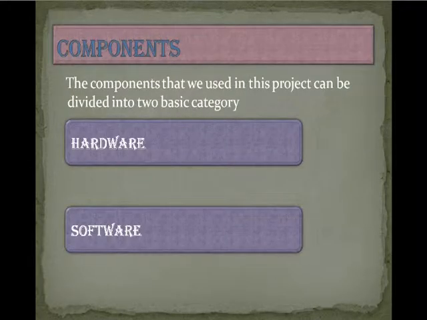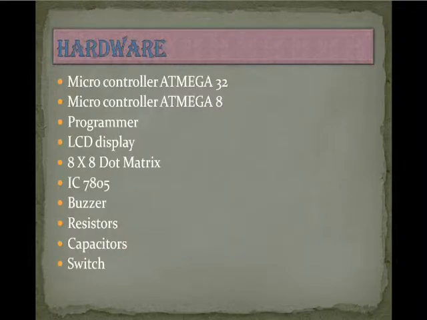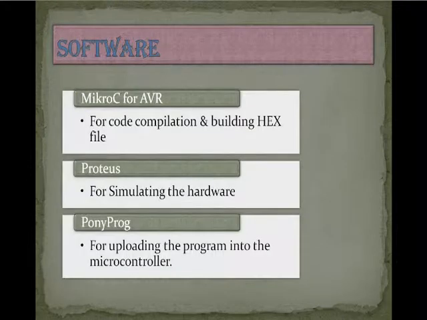Components. The components that we have used in this project can be divided into two basic categories, hardware and software. Hardware that we have used in this project are microcontroller ATmega32, microcontroller ATmega8, programmer, LCD display, 8x8 dot matrix, IC 7805, buzzer, resistors, capacitors, switch. Software that we have used are MikroC for AVR for code compilation and building hex files, Proteus for simulating the hardware, and PonyProg for uploading the program into the micro.